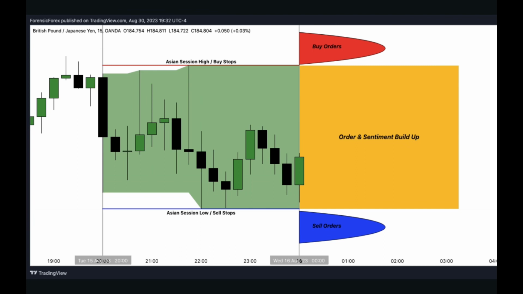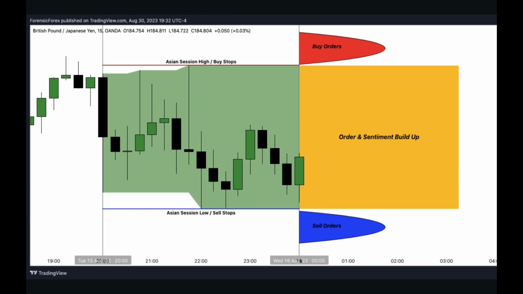The Asian session has the characteristic of accumulating the market. This consolidation is how the algorithm is capable of building up market orders and sentiment. This consolidation is defined by the Asian session high and Asian session low. We can see where the buy stops are residing, meaning those that are short are most likely having a stop loss above the high. Vice versa, we can see where the sell stops are residing, meaning those that are long most likely have a stop loss below the low.